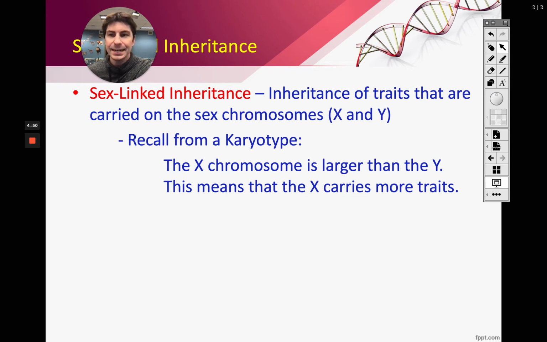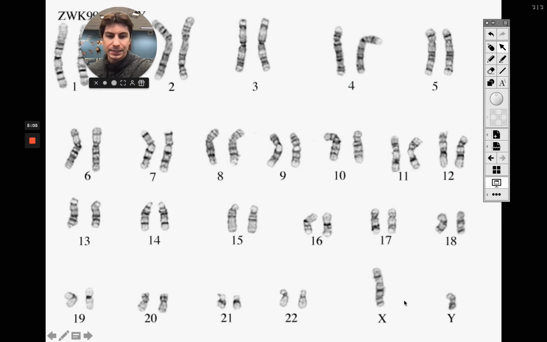Now, sex-linked inheritance. These are things that are inherited on your sex chromosomes, on your X and your Y. All right, now, if you remember from the karyotype, our X is larger than our Y. Now, just like anything, if something's bigger, it's probably going to be able to carry more. So the X being bigger is going to carry more traits than the Y. Now, with that X being bigger, it's going to carry certain traits, and those traits, actually, they're not going to be on the Y at all.